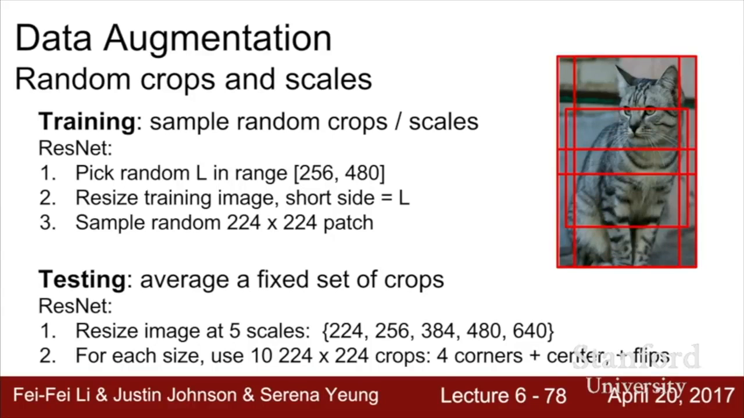And then during testing, you average out this stochasticity by evaluating with some fixed set of crops, often the four corners and the middle and their flips. So what's very common is that when you read, for example, papers on ImageNet, they'll report a single crop performance of their model, which is just the whole image, and a 10 crop performance of their model, which are these five standard crops plus their flips.